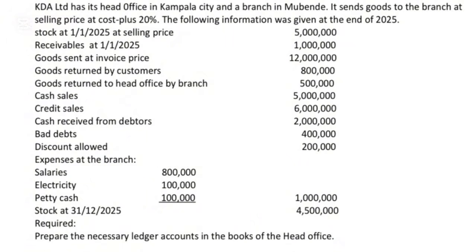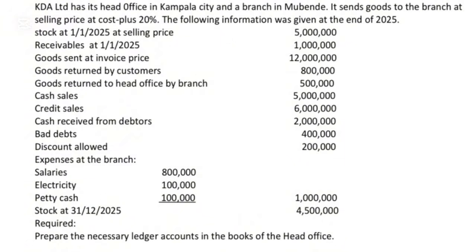Then we also have cash sales of 5 millions, credit sales of 6 millions, cash received from debtors of 2 millions, bad debts of 400,000, and discount allowed of 200,000. Then expenses at the branch: salaries of 800,000, electricity of 100,000, petty cash of 100,000, and then stock at 31st December 2025, which is the closing stock, is 4,500,000. Required, prepare the necessary ledger accounts in the books of the head office. So that's the question that we are going to do, and so we are going to start.